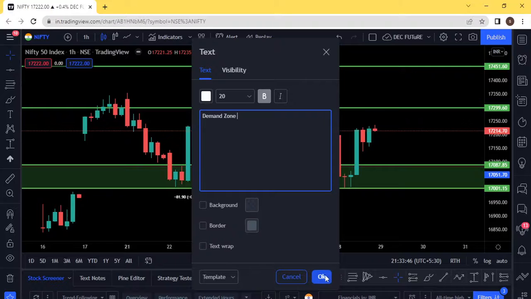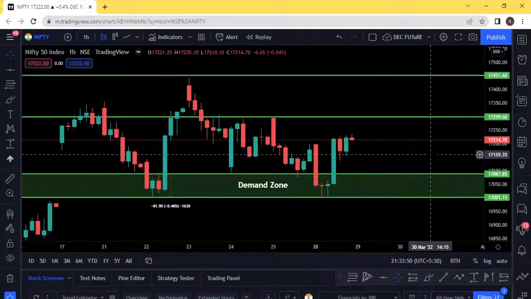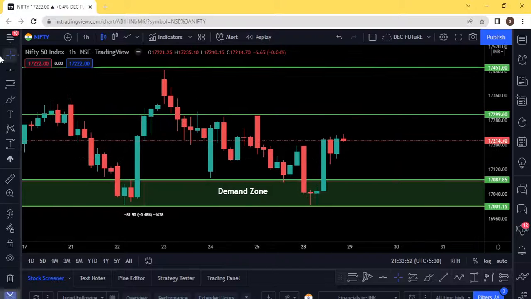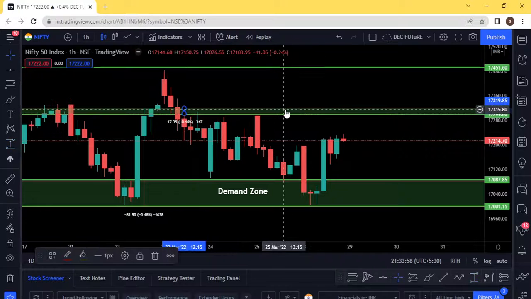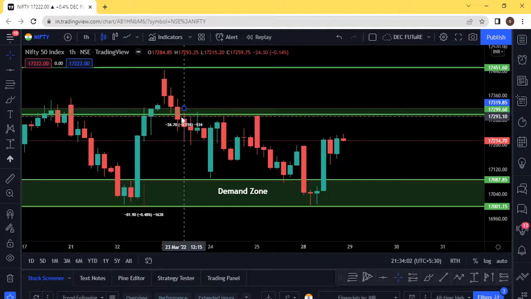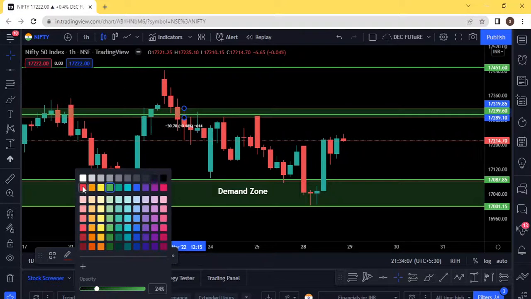Right. All right. Now this is a demand zone that we have marked. The second level I can see is this particular action here, right? I'm going to mark this also here, very importantly. This is going to be an area of resistance for me for tomorrow, right? So I'm going to mark this in red color so that it becomes our target area.